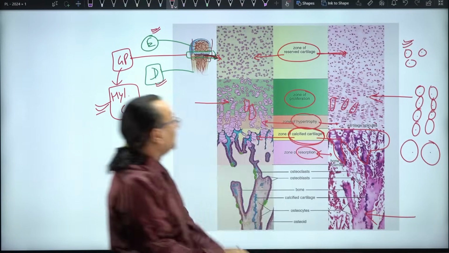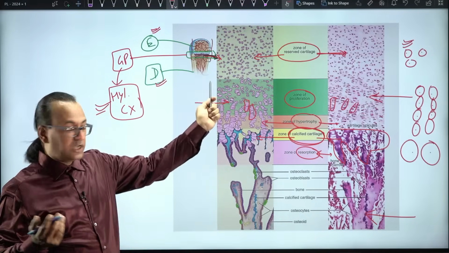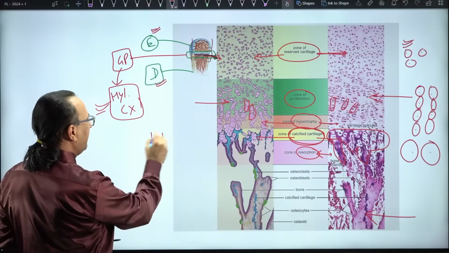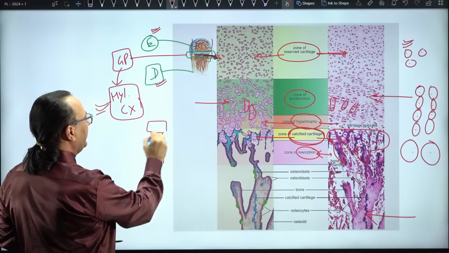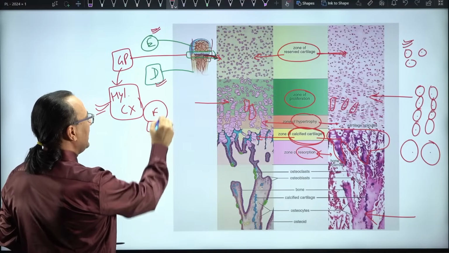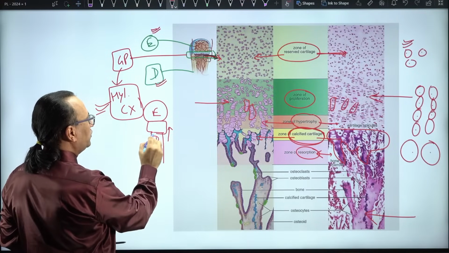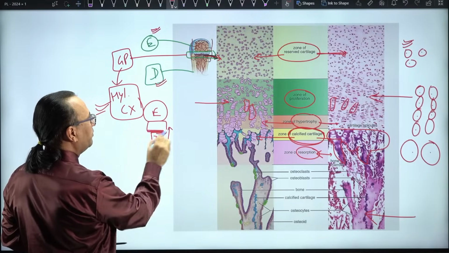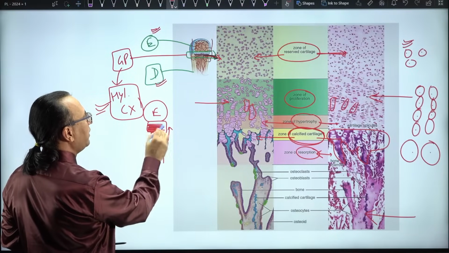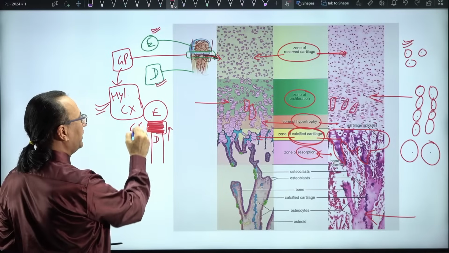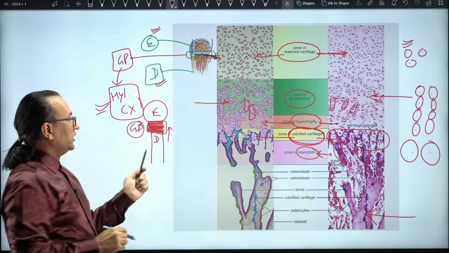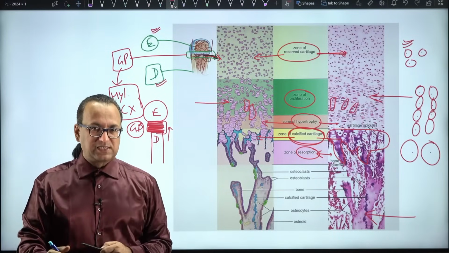Here you see the bone. So bone of the diaphysis. Basically, this is the diaphysis, that is the growth plate, and this is the epiphysis, and diaphysis is growing. So the cartilage keeps turning into bone, bone, bone, bone. Ultimately, all the growth plate will disappear and will become bone. So this is called endochondral ossification.